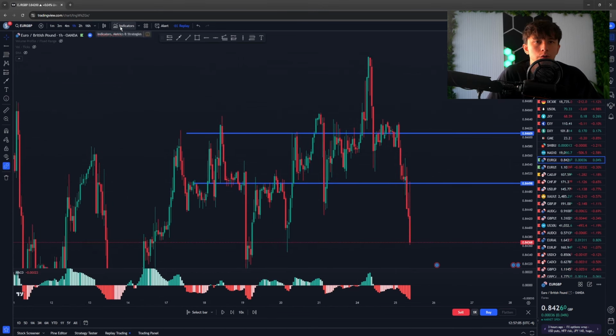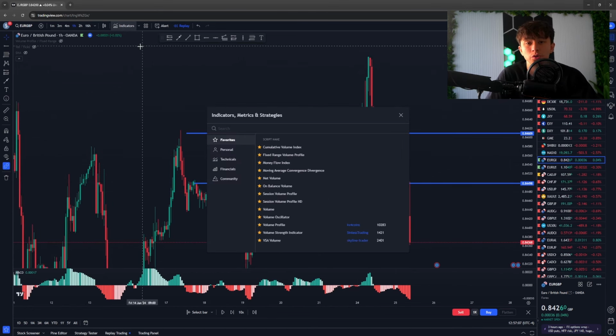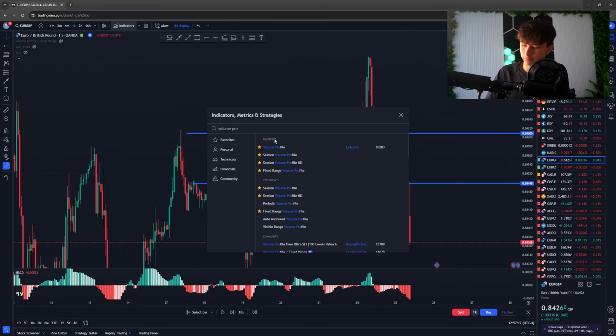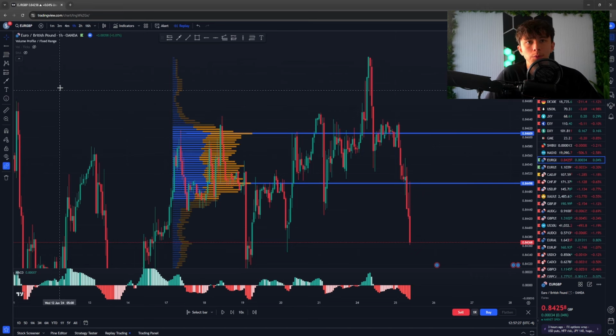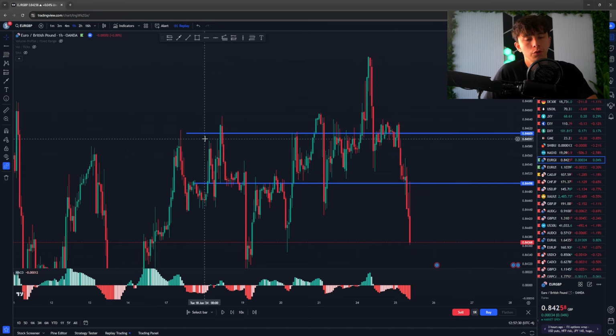a volume profile. So you come up here to indicators if you're using TradingView, and you're just going to search up volume profile. There's many different types of volume profiles, but they all pretty much do the same thing. The one I use is the fixed range volume profile, and I just like it because it's what I'm used to. It's clean. Anyways, point is, it shows you where volume is on a horizontal level. That's the most important part.